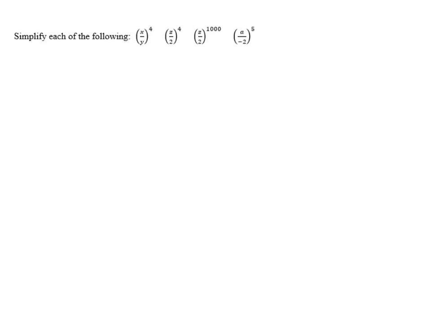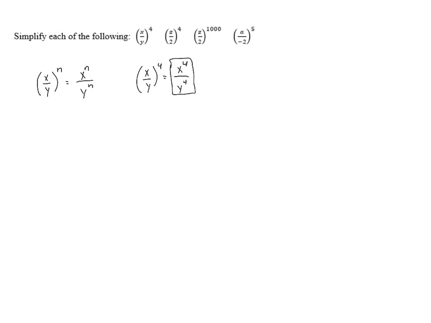Simplify each of the following. Here we're given 4 exponential expressions, specifically where we have a fraction raised to a power. In a situation like this, we have a simple rule. If we have a fraction raised to a power, we distribute that power to the numerator and to the denominator. So here, if we have x over y to the 4th, we can distribute that 4th to the numerator, giving us x to the 4th, and the denominator, giving us y to the 4th.